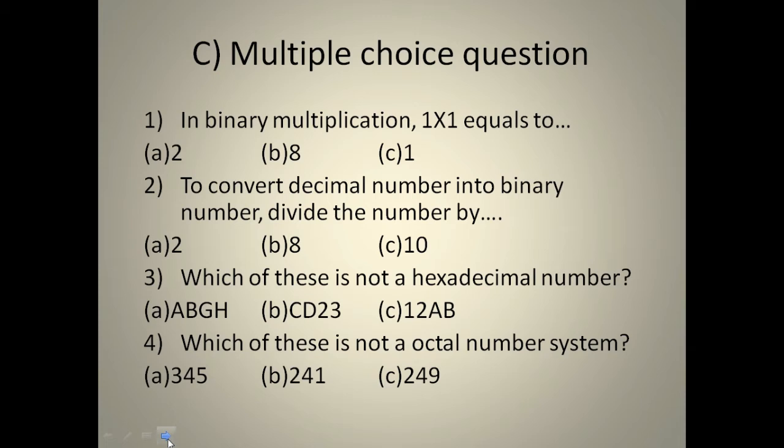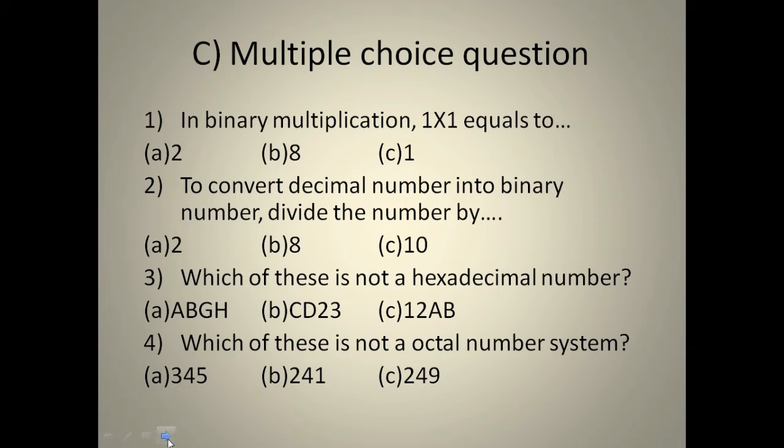You have to take the correct answer. Which of these is not a hexadecimal number? Hexadecimal number means numbers from 0 to 9, then A to F. Now out of these three options, A is ABGH, B is CD23 and C is 12, that is 1 to AB. Which one is correct? You have to tick that. Sorry, which of these is not hexadecimal? That means 2 are hexadecimal, 1 is not. That one you have to tick.